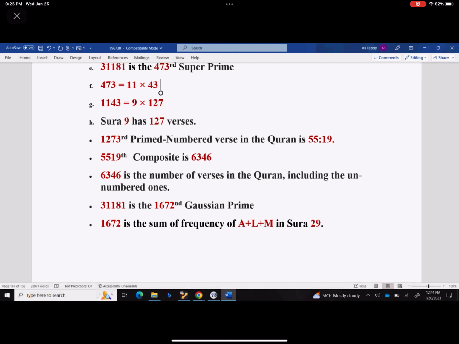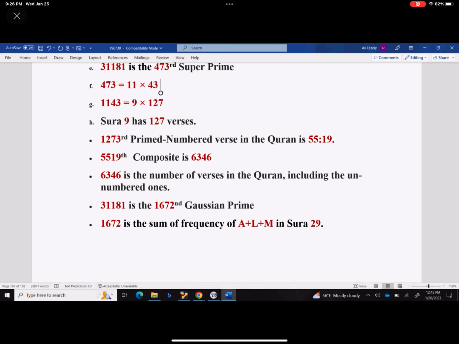Again, are we finished? No, of course not. 31181 happens to be the 1672nd Gaussian prime, and 1672 is the sum of the frequency of A+L+M plus Mim in Surah 29. Okay, and we just finished Surah 29. Remember the female spider?